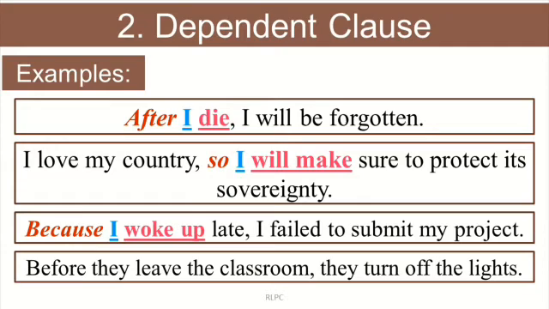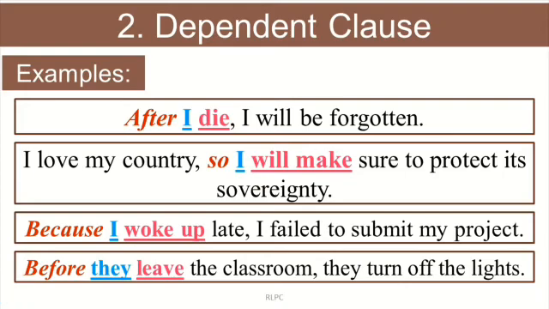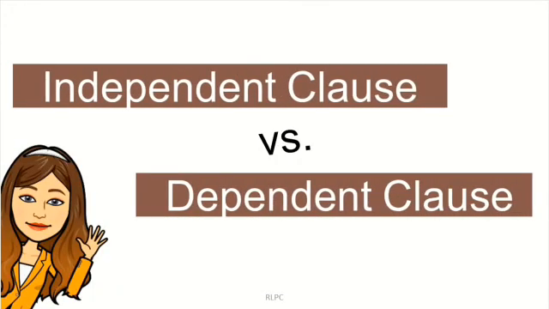The subject is I, and the predicate is woke up, and your clue word is because. In here, the subject is they, the predicate is leave, and your clue word is before. In identifying whether that is independent or dependent, be observant with the comma and the clue words. Let's compare again the two. So the pink one is the independent clause and the blue one is your dependent clause.